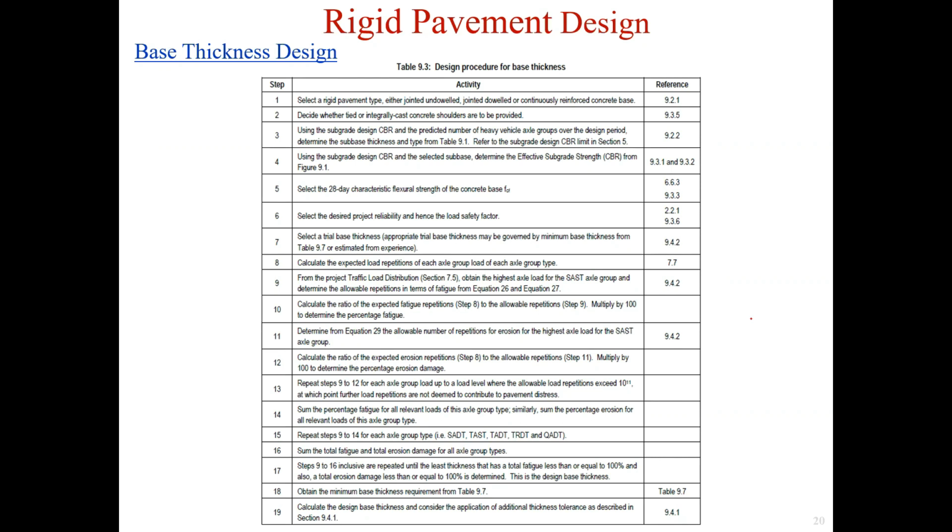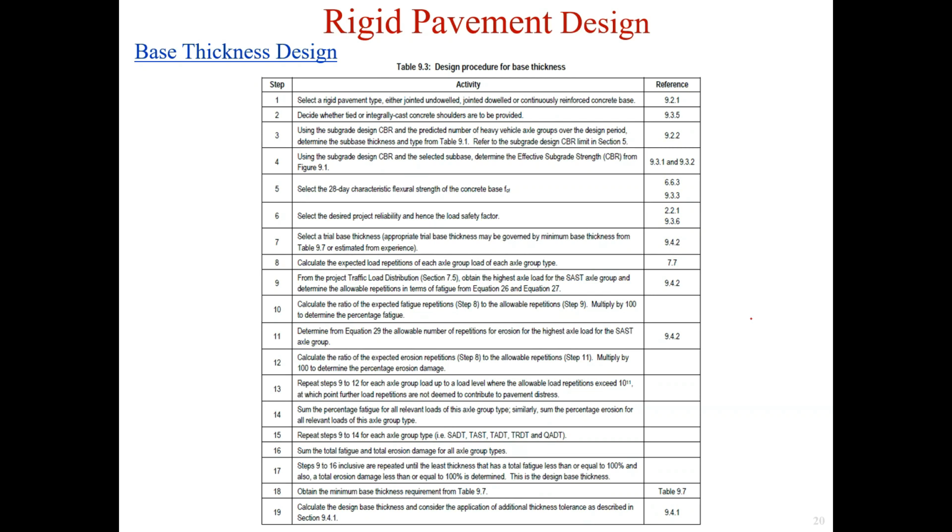Then steps 9 to 16 are repeated until the least thickness that has both total fatigue and total erosion damage less than or equal to 100% is determined. That thickness will be the design base thickness. We also need to meet the minimum base thickness requirement from Table 9.7. Lastly, we confirm the final design base thickness and consider the potential application of additional thickness tolerance.